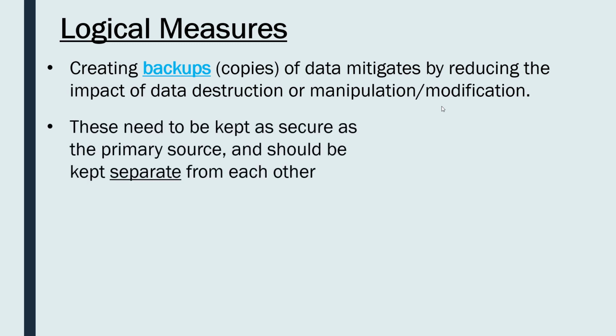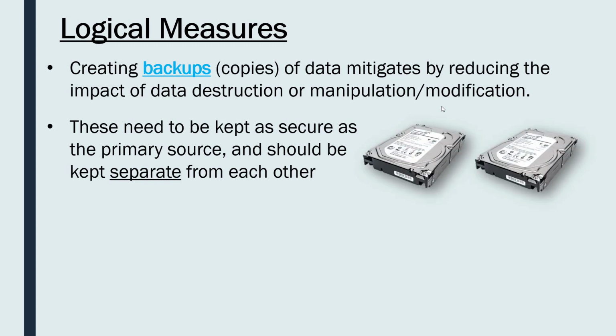And clearly these need to be kept as secure as your primary source, otherwise the backup could get hacked instead of your primary source, and they should be kept separate. So say we've got 2 hard disks, and let's say we've got one as your primary source and one as your backup. Primary is your main data, the backup is for copy. Clearly, if you have them right next to each other, on the same network say, that's not much better, because if one hard drive gets affected, there's a good chance the second one will be as well.